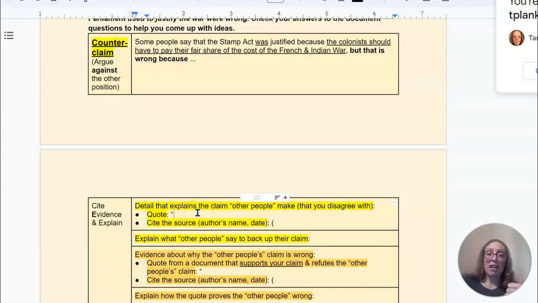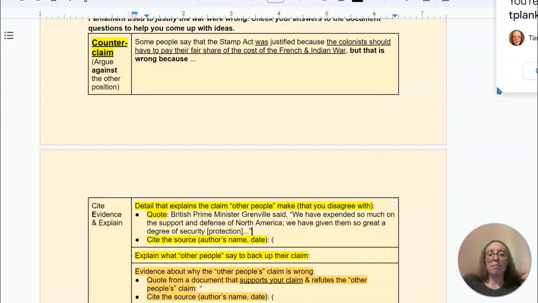We're still looking at the documents for a quote. Still going to cite the source's name and the date. So we're going to look for one. And I'm going to use the same one that I used a little bit ago, right? What is it that backs up that colonists should have to pay their fair share? Prime Minister Grenville said, right? And then I'm going to put in my citation of Grenville, 1765. So I have a quote from the documents that backs up what the other side would say in time for me to say why they're wrong.